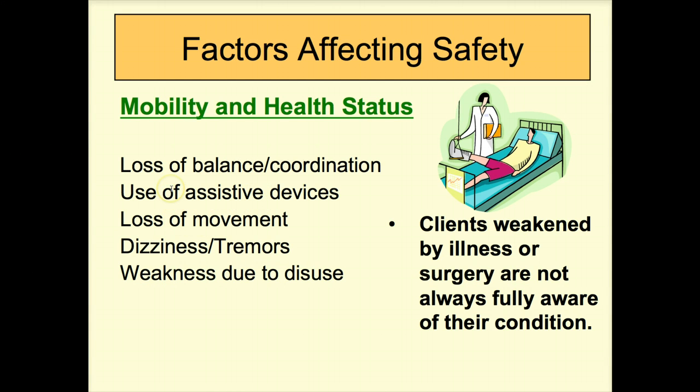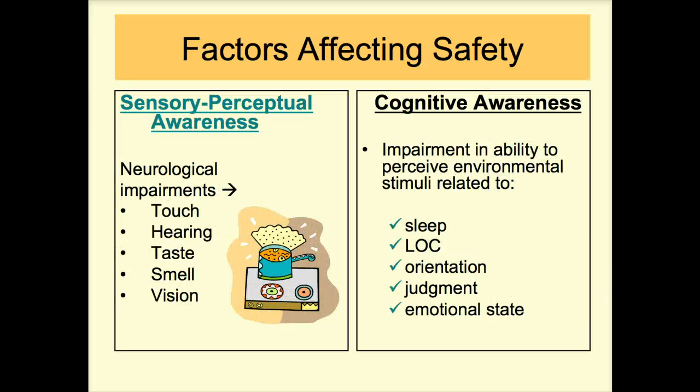Review again, mobility and health status affects safety. Loss of balance, coordination, use of assistive devices, loss of movement, dizziness, tremors, all affect safety. So just reviewing back, hypotension, contractures, strokes, illnesses like Parkinson's, again, affect mobility and the health status. Clients weakened by illness or surgery are not always fully aware of their condition, so we have to protect them. We're protecting them from the environment and protecting them from themselves.